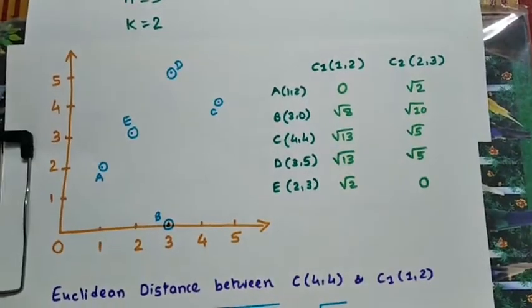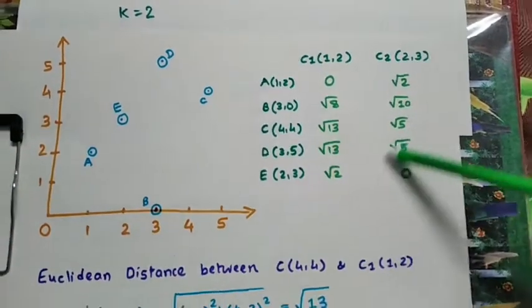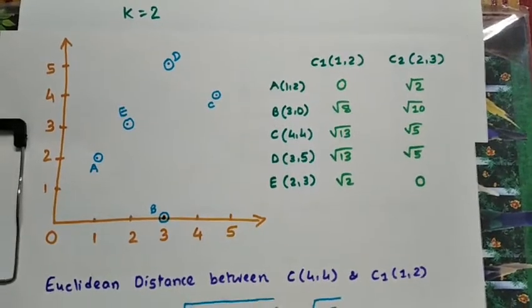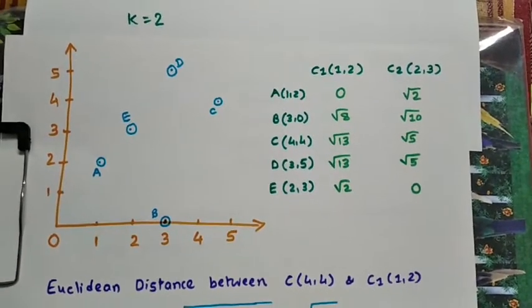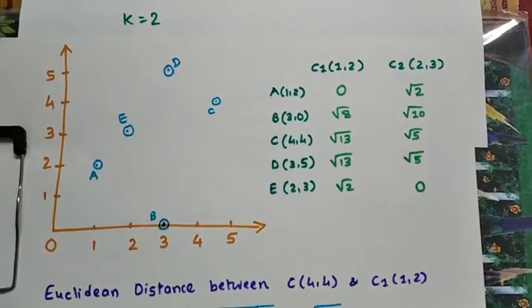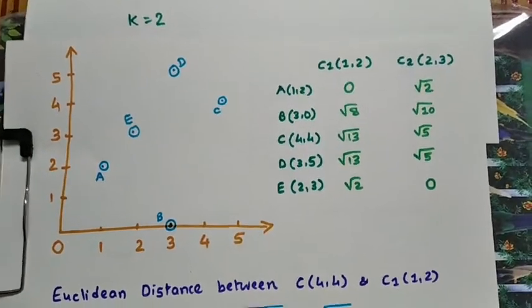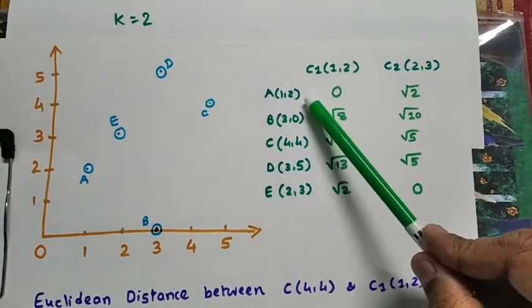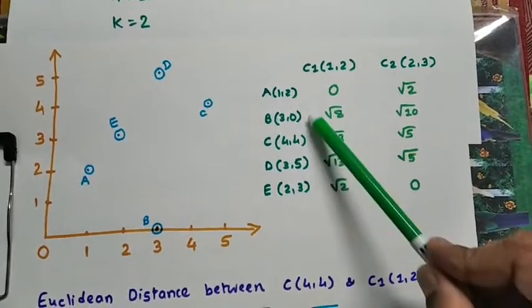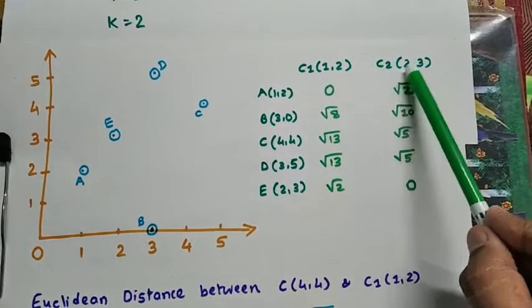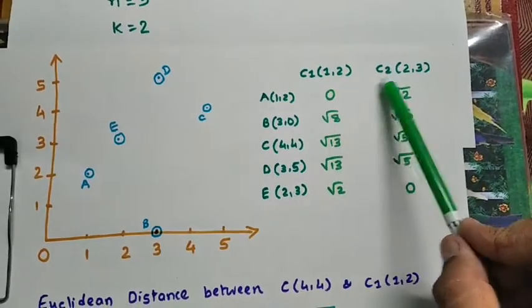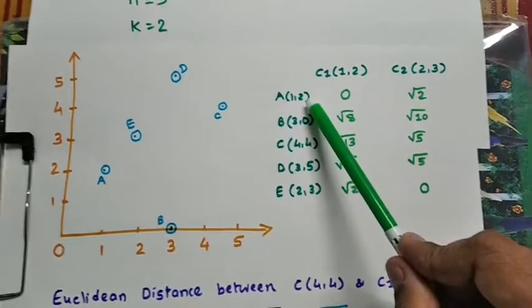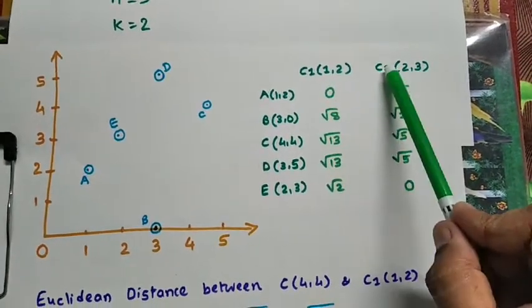Once we are ready with all these distances, what is the next step? The next step is to perform the allocation step. So what is the allocation step? In the allocation step we will find out which of the clusters each object in our problem is nearer to. Since we have two clusters, I will pick up each object one by one and see whether it is nearer to C1 or C2.